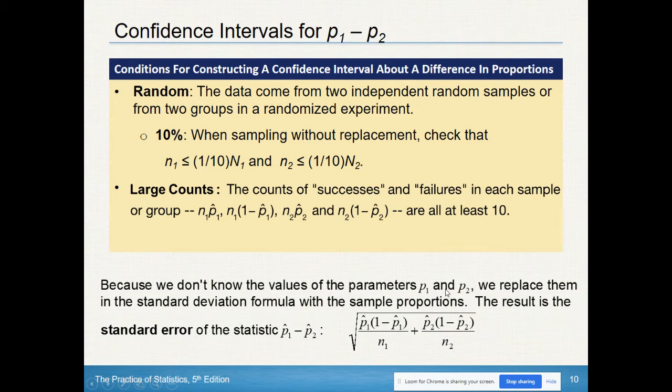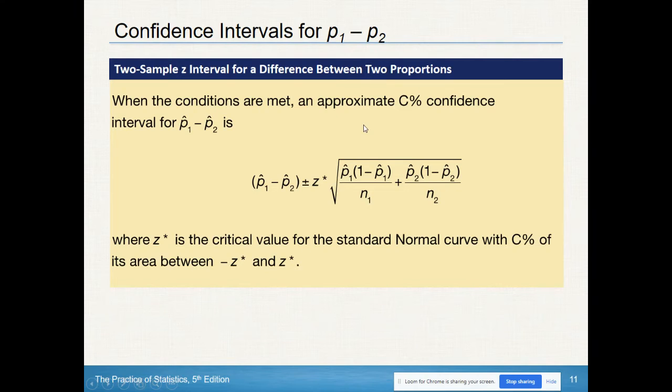Because we don't know the values of the parameters P1 and P2, we replace them in the standard deviation formula with the sample proportions. And that result comes out to be this. When the conditions are met, an approximate C% confidence interval for P1 minus P2 is the quantity P hat 1 minus P hat 2 plus or minus Z star times the square root of all this right here. Where Z star is the critical value from the standard normal curve with C% of the area between negative Z star and positive Z star.